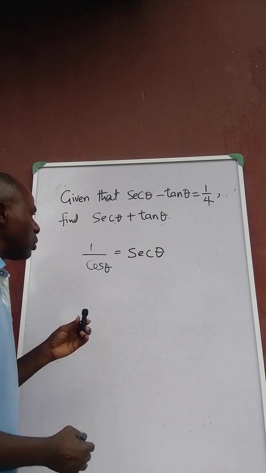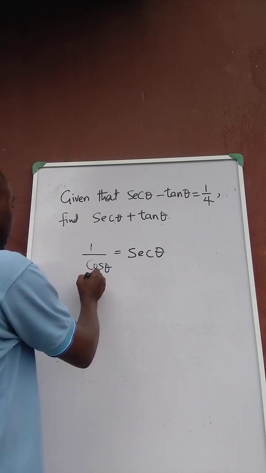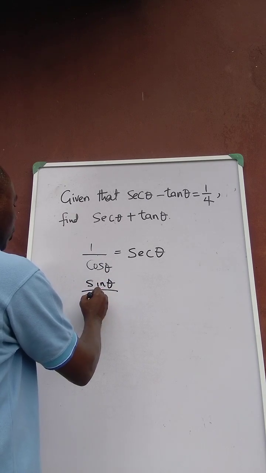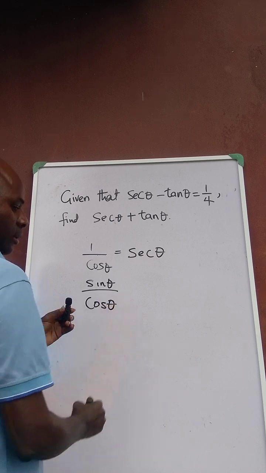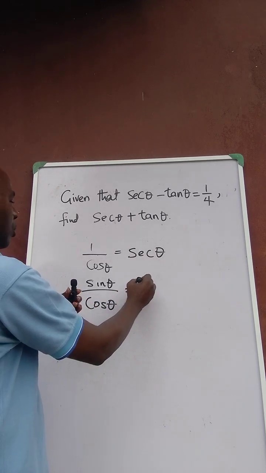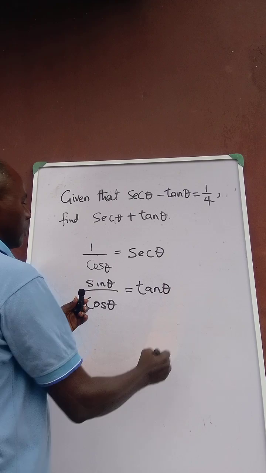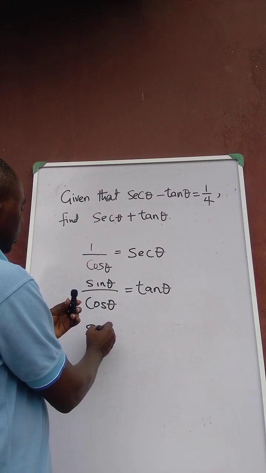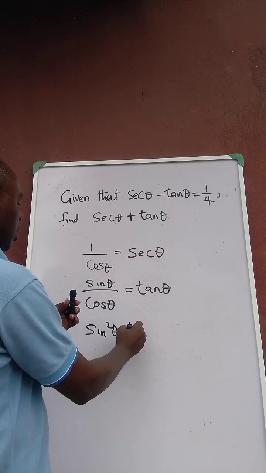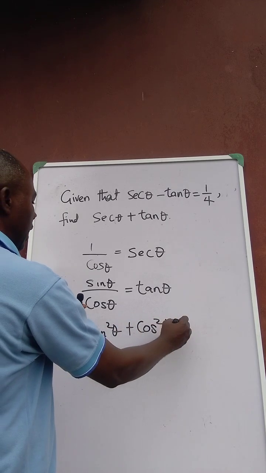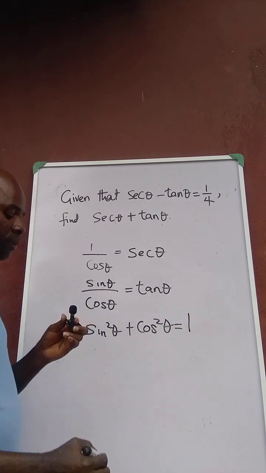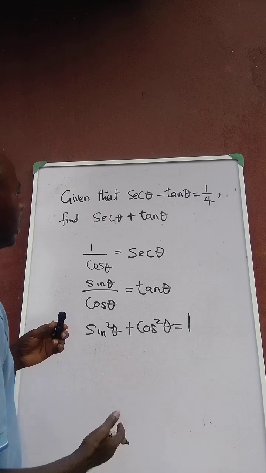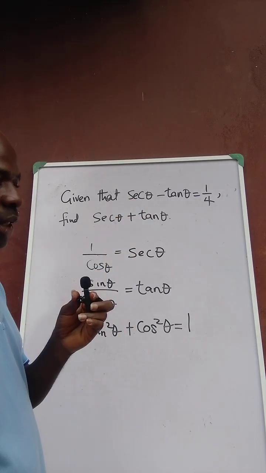Now, another identity we need is sin theta divided by cos theta is tan theta. Now, the last one is sin squared theta plus cos squared theta is equal to 1. These are the three identities that we'll be using in order to get the answer to that question.